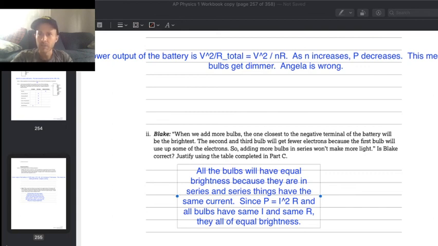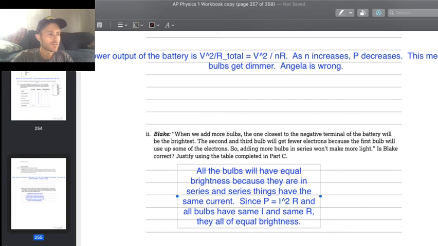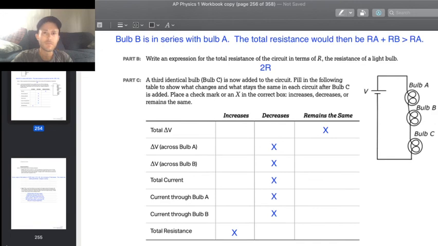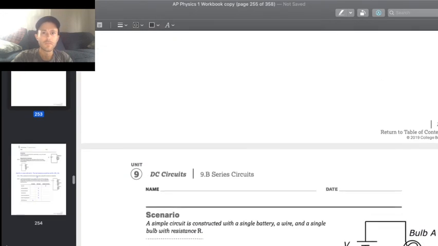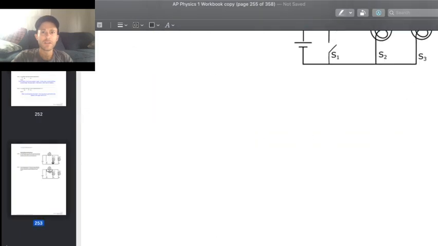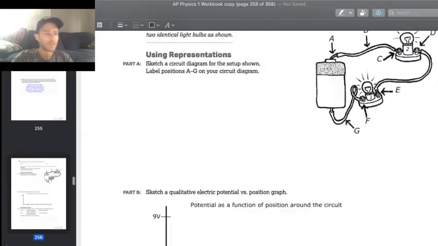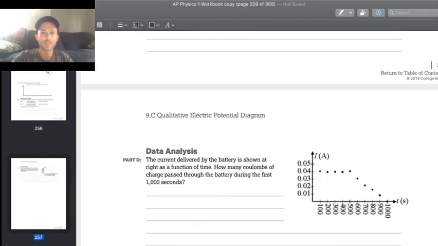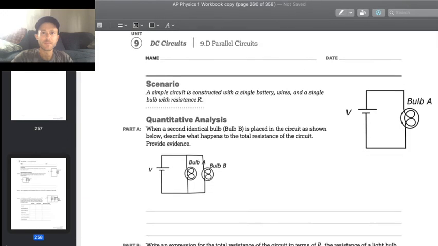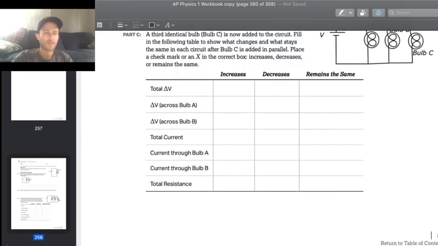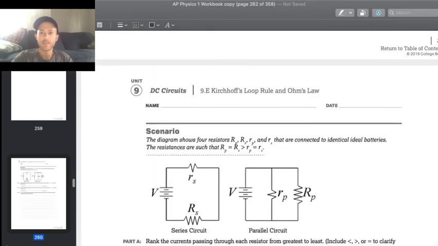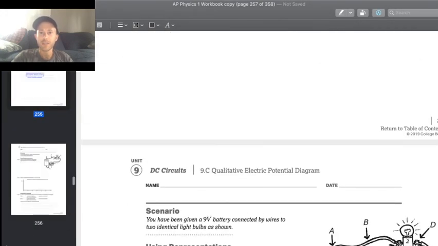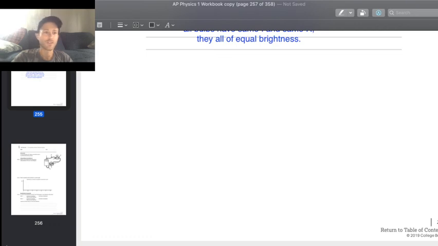All right, so we did our 4 pages. So you guys are going to do page 258, page 259, page 256 through 259. Keep in mind that the page numbers are the page numbers down here, all right?